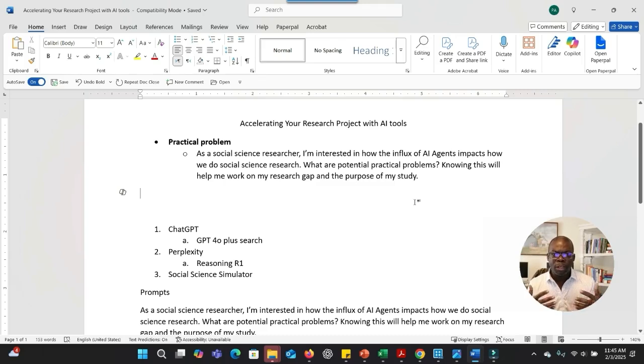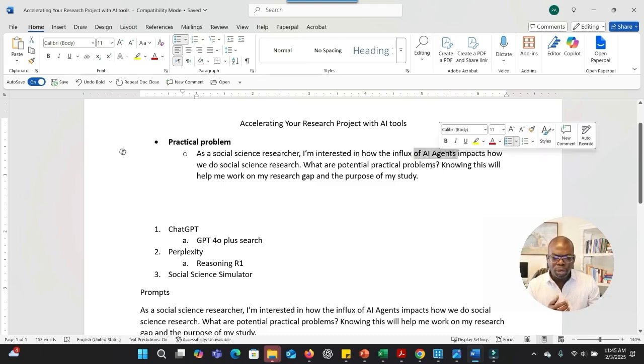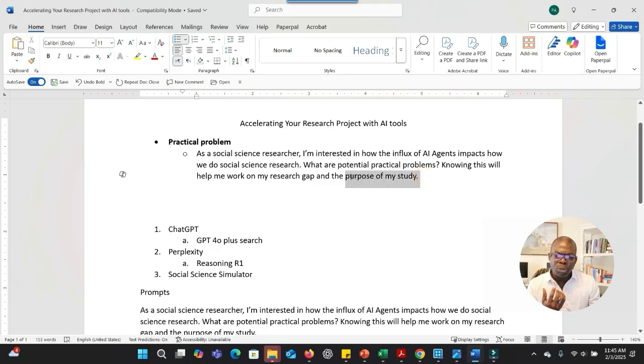If we have an influx of agents, how does it impact social science research? So imagine that you are interested in knowing more about the practical problem associated with this influx of AI agents. Can you ask ChatGPT to help you come up with a group of problems, right? And then you can choose from the problems and use it for your research.